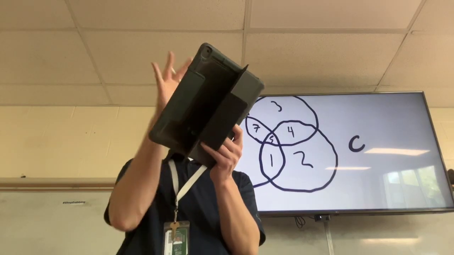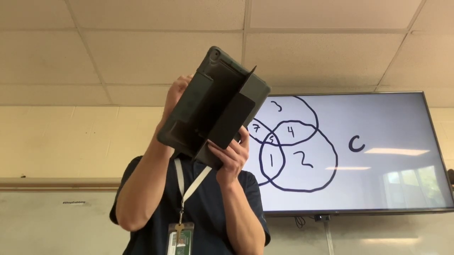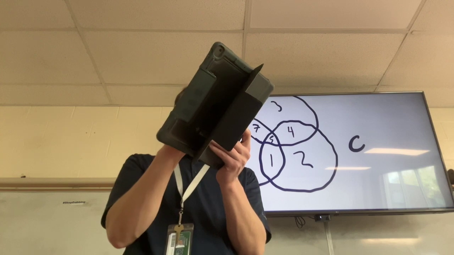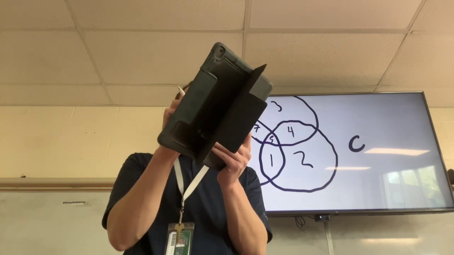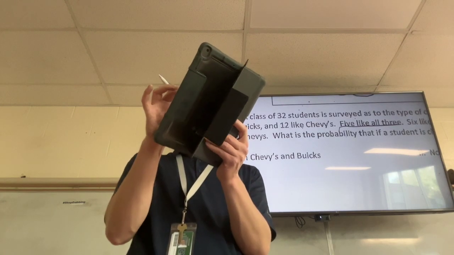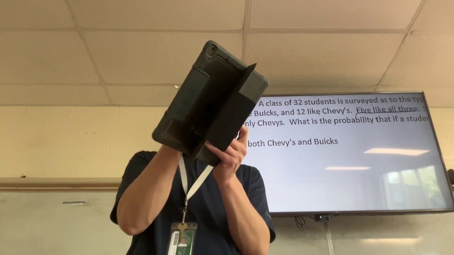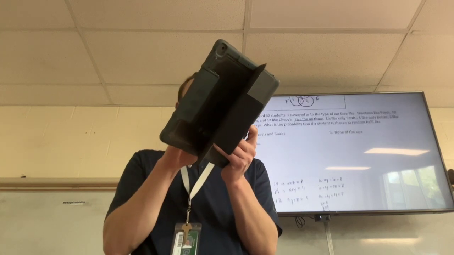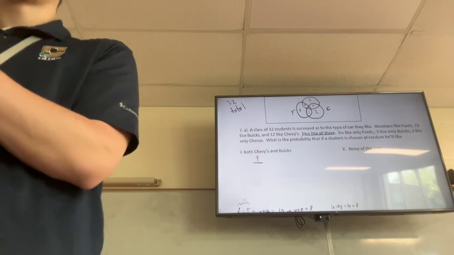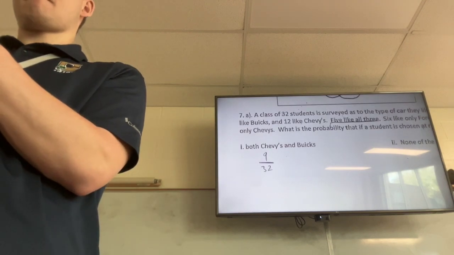So how many students like both Chevys and Buicks? It's the total that like both. So 5 students like all 3 of them. 4 students like just Buicks and Chevys. So there's 9, and then for probability, what do I need to divide by? 32, the total students.